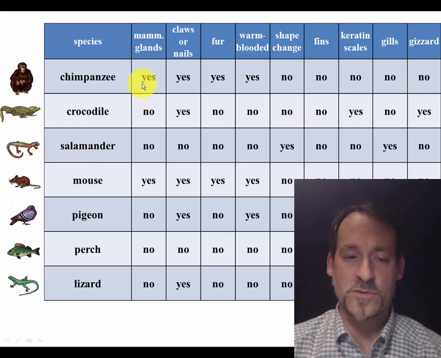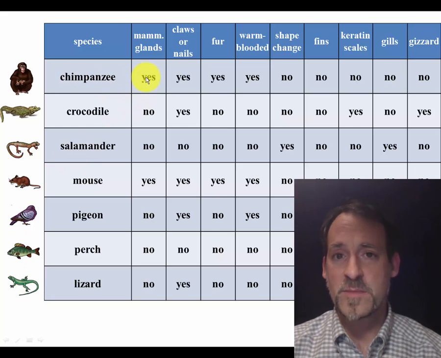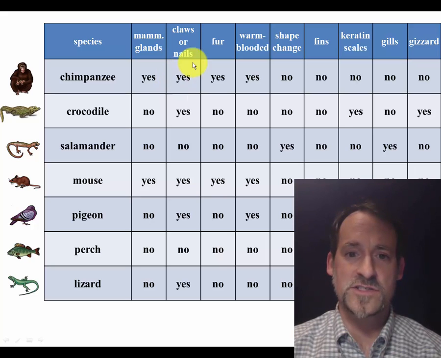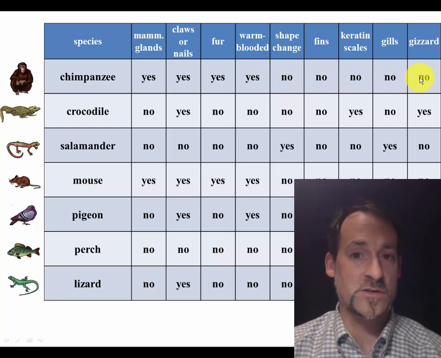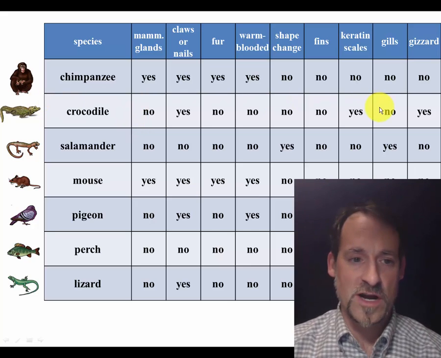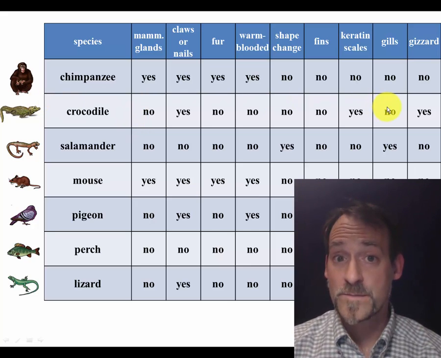So you go through and look at a chimpanzee. Has it got mammary glands? Check. Has it got claws and nails? Check. It's got fur. It's warm-blooded. It does not go through metamorphosis, so that's a no. Nope, no fins, no keratin scales, no gills, and no gizzard. Okay. And then you go on to crocodiles, and you take a look at the crocodile.